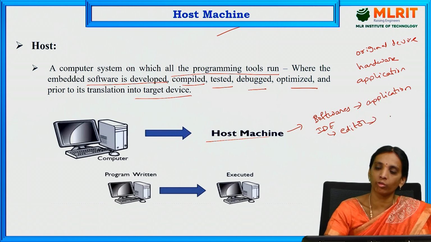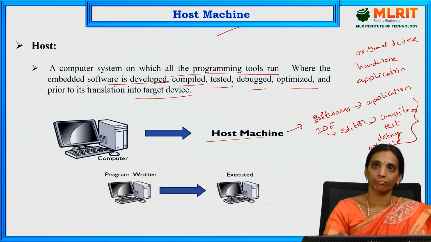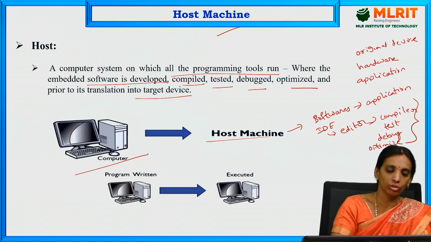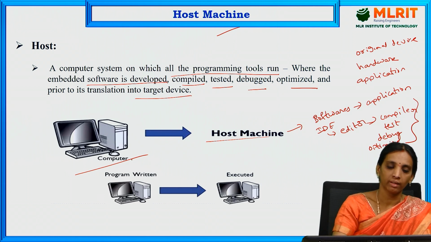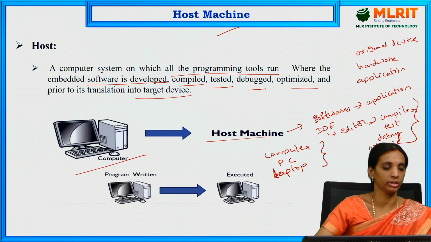After writing our program we need to compile it, test for the result, debug if any problems occur, and optimize our result. So we need to check all the details before entering into the real-time scenario. So this is the host machine. Examples of a host machine are a computer, PC, desktop, or laptop. These are the examples of a host machine.